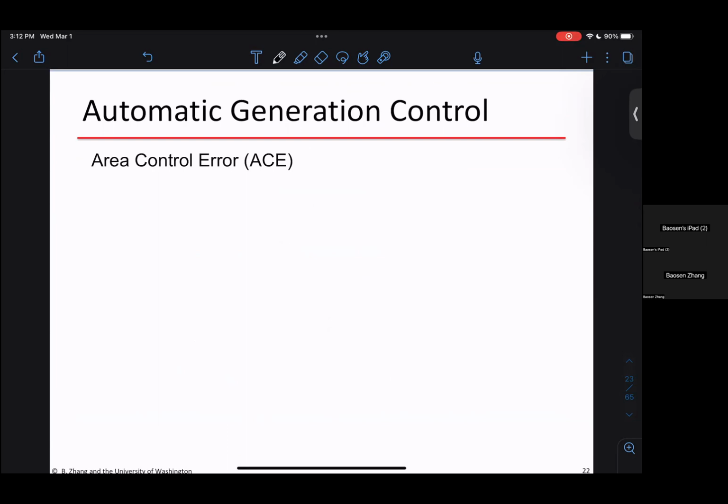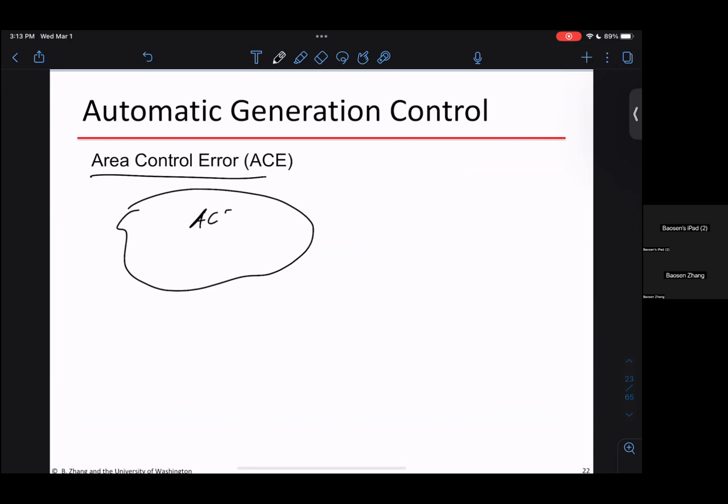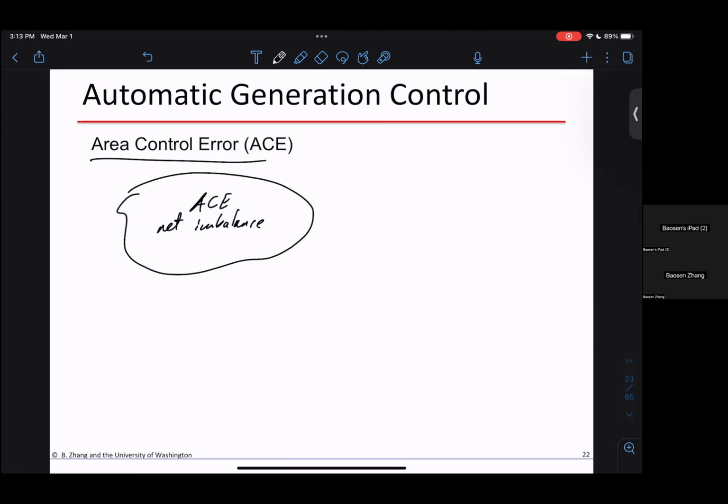This is fairly easy to compute. What you compute is something called area control error. This ACE is basically the net imbalance. Area control error is a net imbalance within your area between load and supply, between supply and demand. The way you calculate this is there are 2 things you sum up. You measure your frequency.